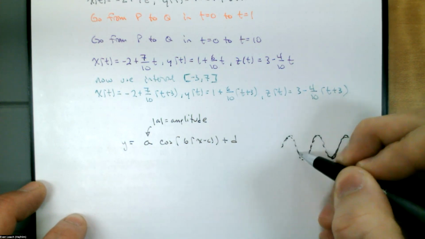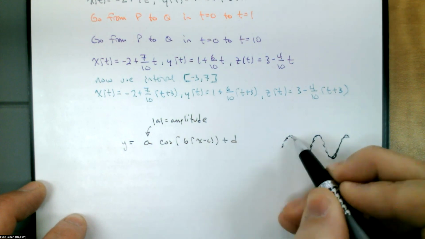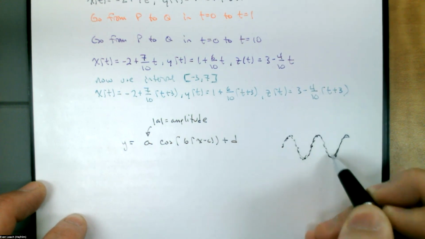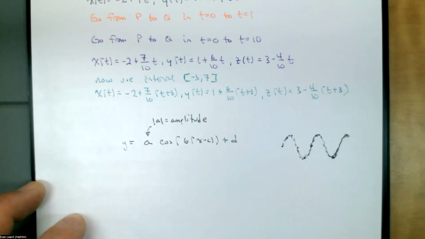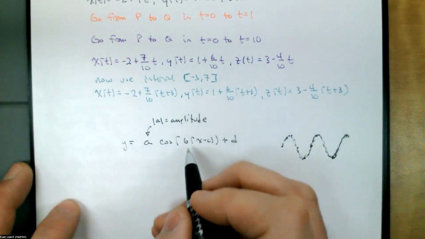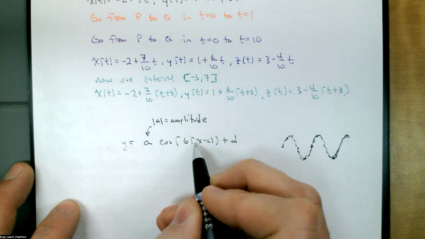Because it starts at the top. There's top, middle going down, bottom, middle going up. Those are the 4 different points that I refer to. So the next number is B. B is being multiplied.